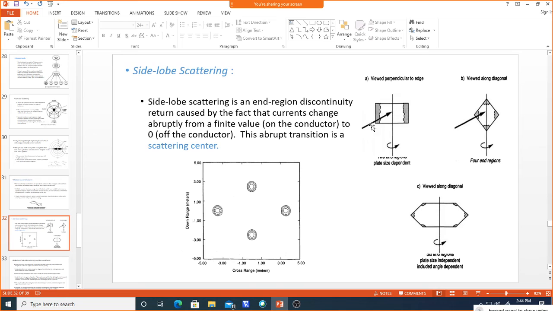So because of the current or incident field distributed over the plate based on the angle of incidence, that will change the scattering center region, so that will affect the scattering. Because of these edges, and whatever incident angle we have, in terms of diagonal or in terms of the perpendicular region, it is going to produce side lobes. So even with the main scattering, along with that we will be having side lobe scattering.